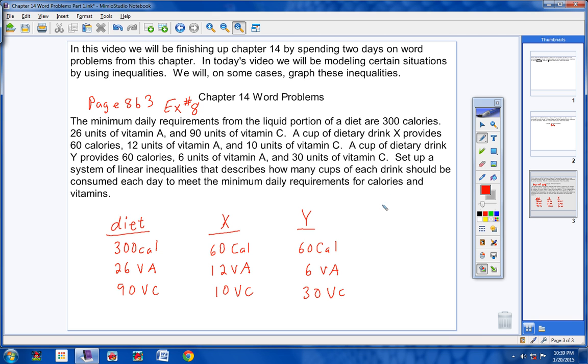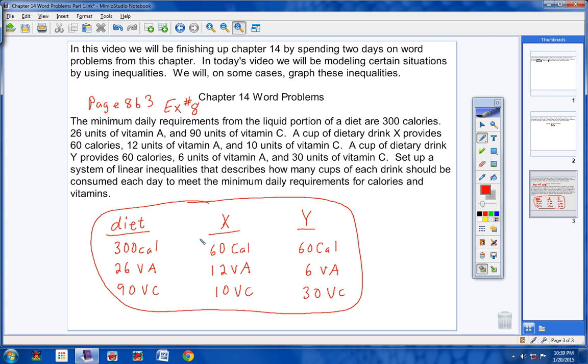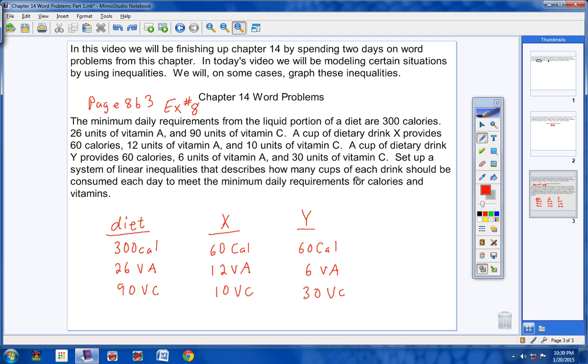Okay? Now, here's what I want you to do. When you're working out these kinds of problems, it helps if you pull all the information out of the word problem in kind of like a chart or a listing type of setup, so you can see the information a little better. This really helps. Now I want you to set up a system of inequalities that describes how many cups of each drink should be consumed each day to meet the minimum daily requirements for calories, vitamin A, and vitamin C, okay?